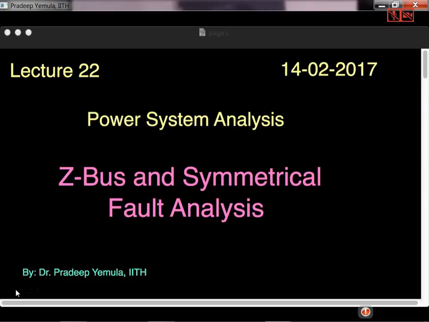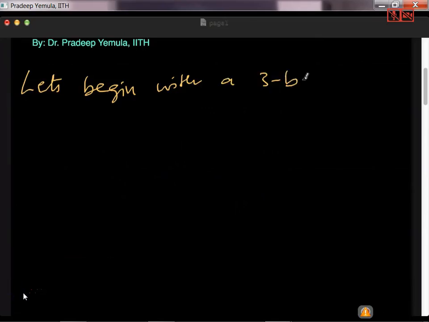And we'll begin by finding the Z bus for this particular problem, and then we'll also do fault analysis on the same system. So let me begin by writing down the question on the screen. So the question is something like this. Just a minute. With a 3-bus system. So the system is described like this.